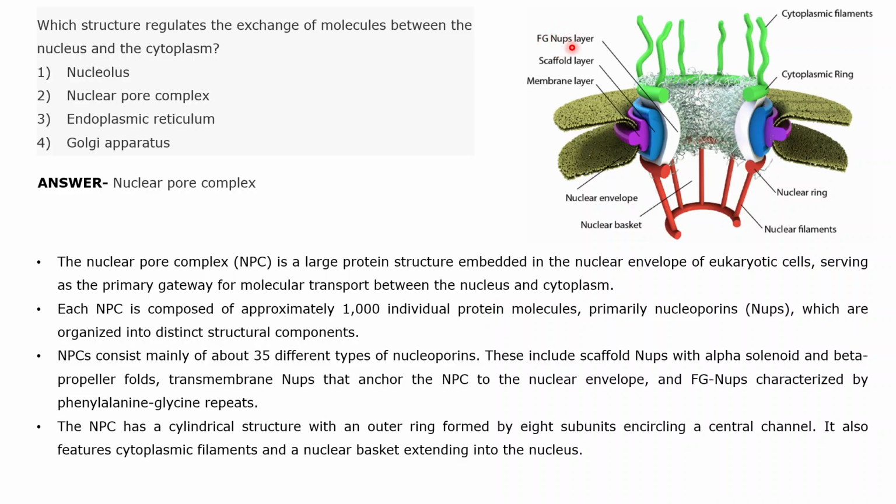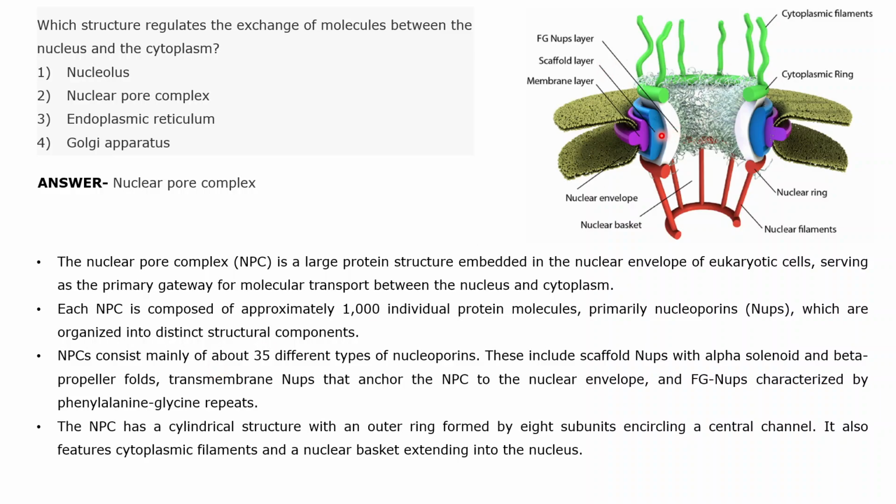Examples include scaffold nucleoporins, FG nucleoporins, and membrane nucleoporins, which are organized into distinct structural components. That's why you can see the particular arrangement of each layer. NPCs consist mainly of 35 different types of nucleoporins. These include scaffold nucleoporins with the alpha solenoid and beta propeller fold.